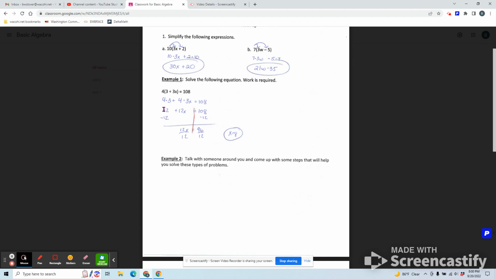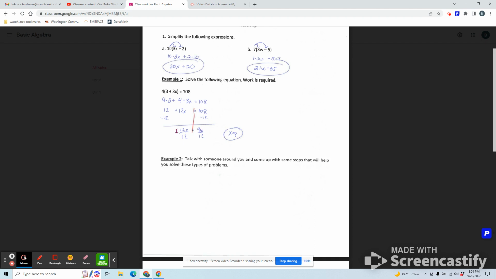Now I'm solving for x. So I need to get rid of this. This is a positive 12. I want to subtract 12 from both sides. 12 minus 12 is 0. I'm left with 12x, which is what I wanted. On the right side, I have 108 minus 12, because what you do to one side of the equal sign, you have to do to the other side. So I subtracted 12. I got 96.